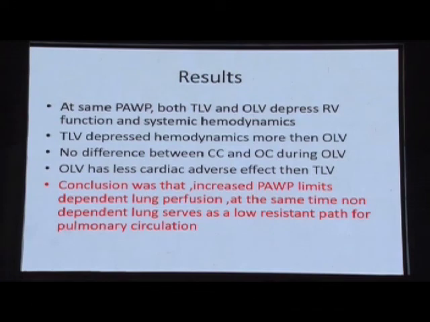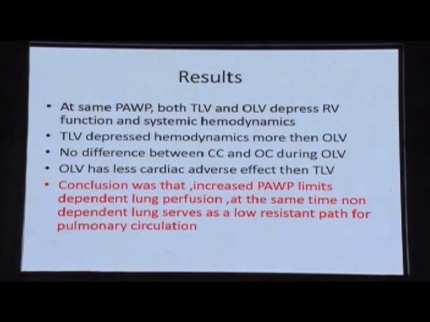That's kind of interesting how that happens. So their conclusion was that the increase in the peak airway pressure limits the dependent lung perfusion. Traditionally people have used 10 cc's per kilo tidal volume, PEEP and all that. But the newer recommendations say you don't want to use that much. We use 5 to 6 cc's per kilo.